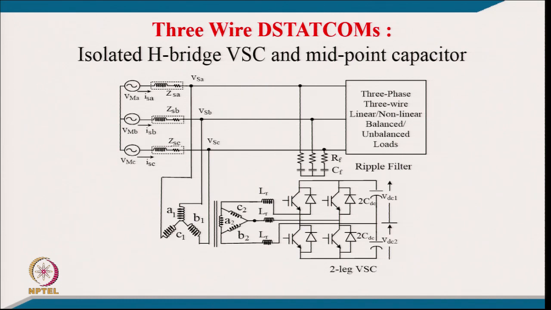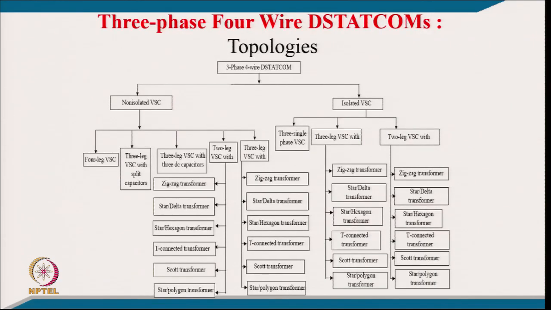through these capacitors. The capacitor value should be very large. So, certainly it is not preferred for large ratings. So, these are typically the topologies of a 3 wire system. Coming to the topology of 3 phase 4 wire D-STATCOM, you can see a large number of topologies.